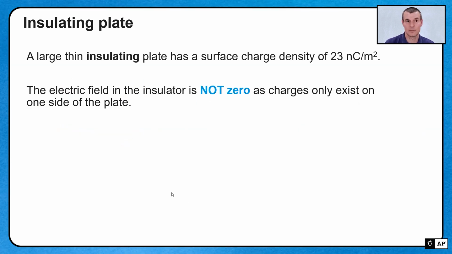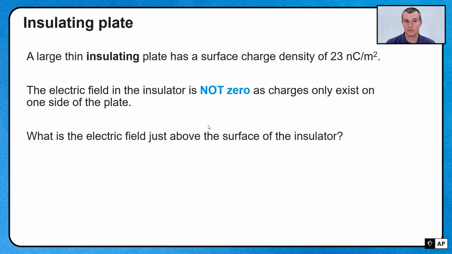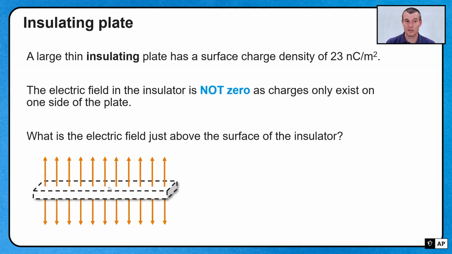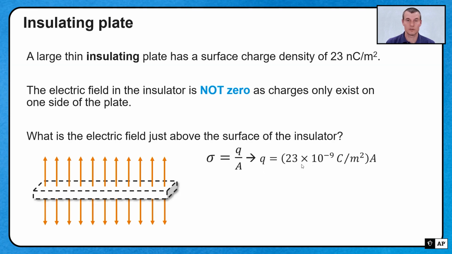Well, what if we have an insulating plate instead? Same surface charge density. The main thing is it's not 0 inside, the electric field is not 0 inside that insulating plate. So what's the electric field just above it? Just like before, we put our charges all across the surface so we can find what our charge would be. It's our charge density times that area. And when I look at the left-hand side, how do I solve for that side?